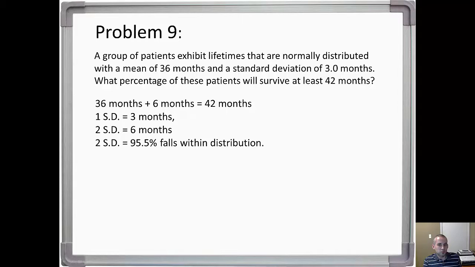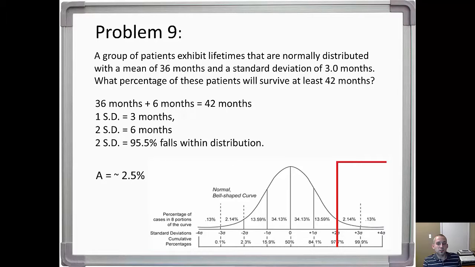There's that 1 standard deviation is 3 months, 2 standard deviations is 6 months, and this is 95.5% falls within this distribution. But it wants to know what percent of these patients will survive at least 32 months. So the answer is 2.5%. And I'll show the diagram so you're clear what's going on.